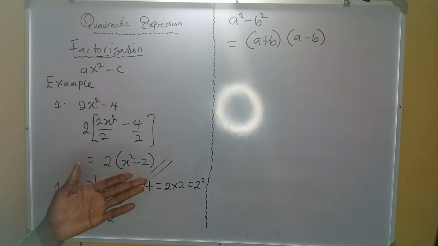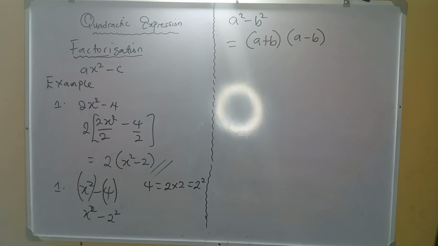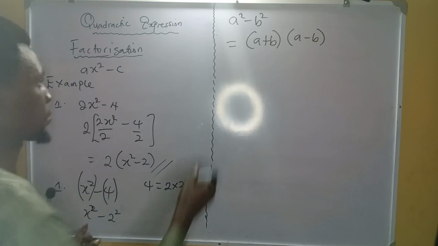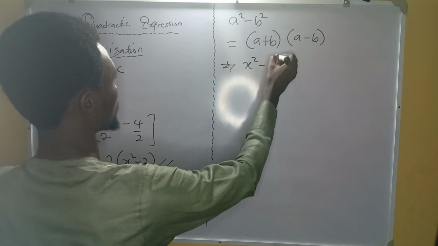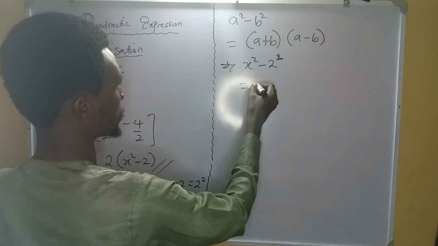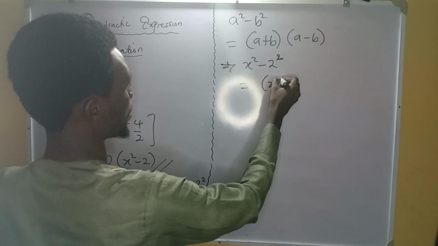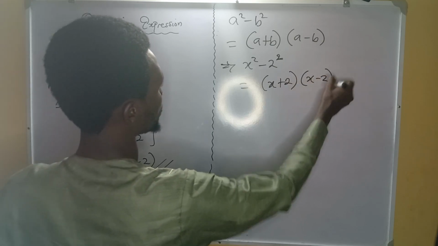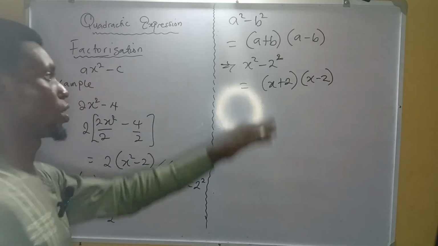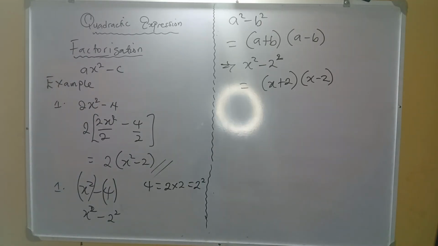So when an expression is given to you like that, that is what you do. And so, meaning that for this question, we are going to have x squared minus 4 equals x plus 2 times x minus 2, if you are factorizing.